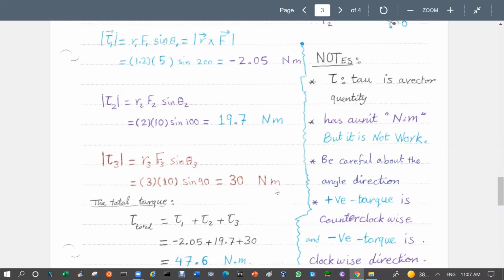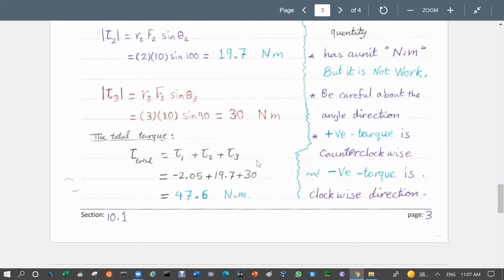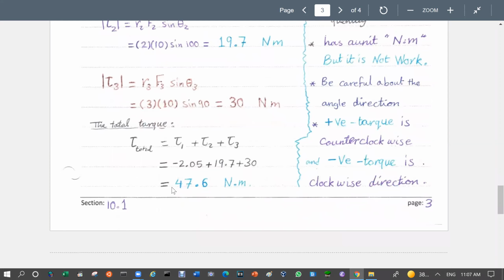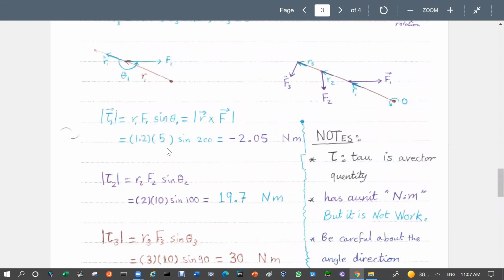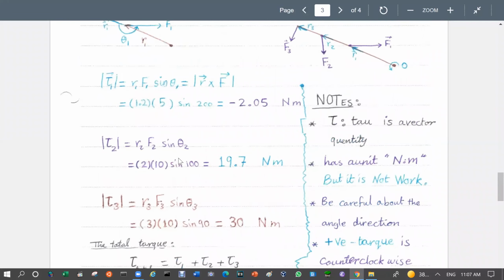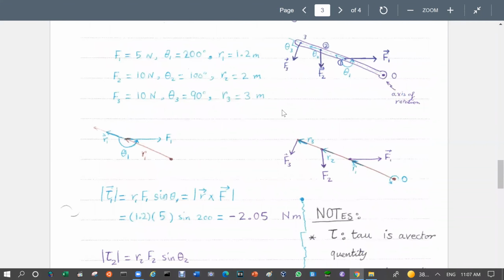The total torque, we need to add them together just as forces. Add them together, then the total torque will be 47.6 Newton meter. It is simple, just apply the relations. Now, for each force, for each torque, we have a direction. You will see that now.